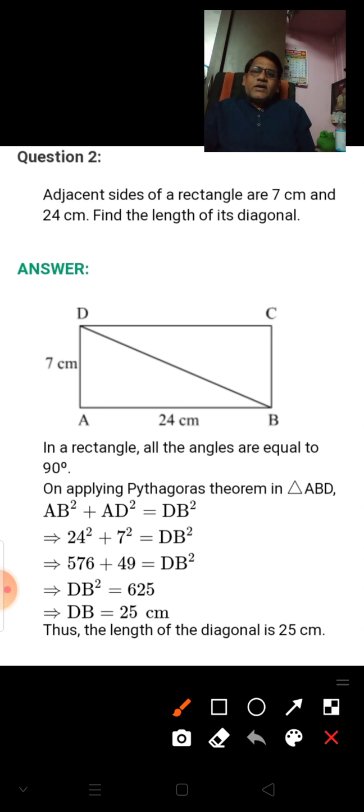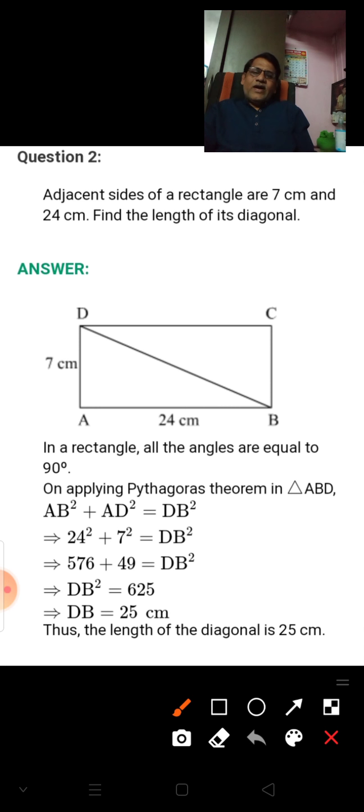So here a rectangle is given. You already know the property of rectangle. The adjacent sides of the rectangle are given. One side is 7 centimeter, the other side is 24 centimeter, which means length is 24 and breadth is 7. You have to find the diagonal. We already know that the diagonals of a rectangle are congruent, so you have to find only one diagonal. Here ABCD is a rectangle and BD is a diagonal. One side AD is 7 centimeter and AB is 24 centimeter.